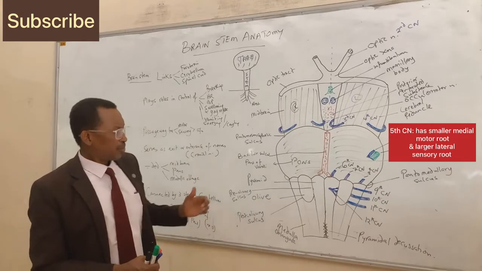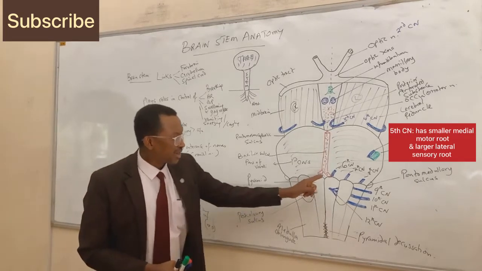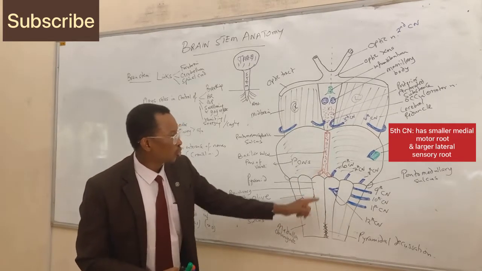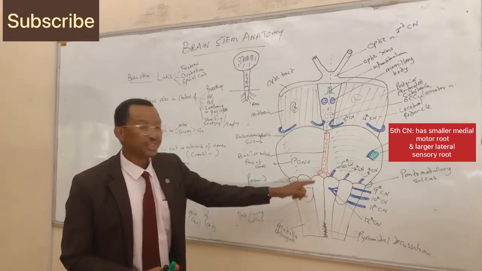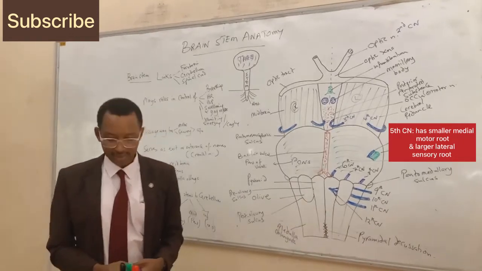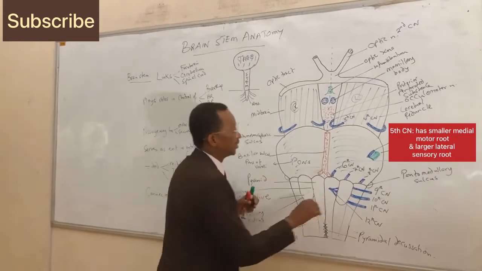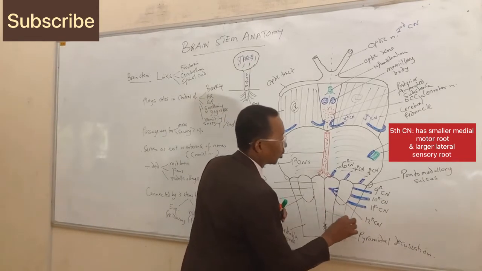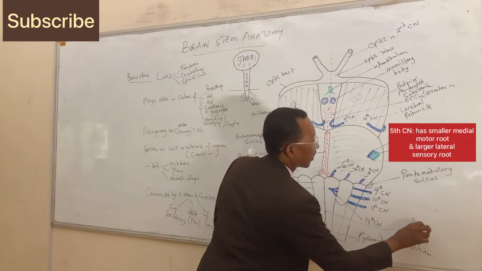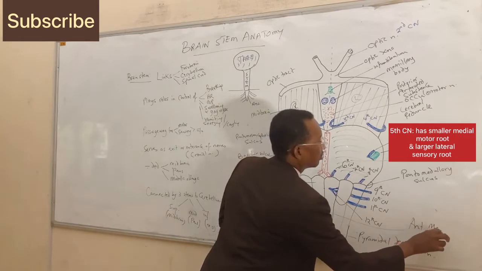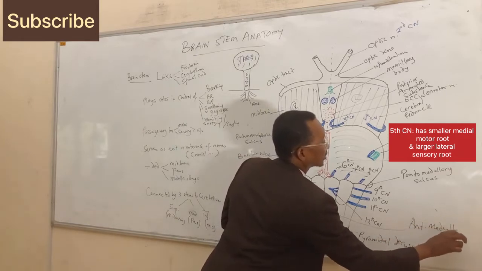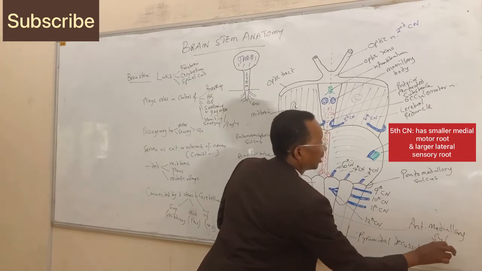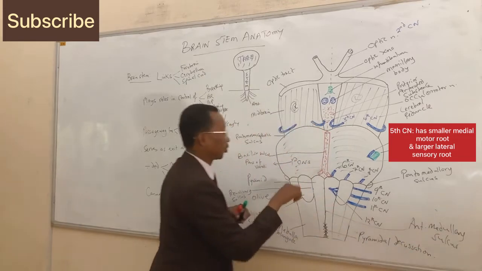In the midline here, there is also a sulcus, what you call the anterior median sulcus. So we have a sulcus here in the medulla oblongata. This sulcus is called the anterior medullary sulcus. This anterior medullary sulcus lies between the two pyramids.